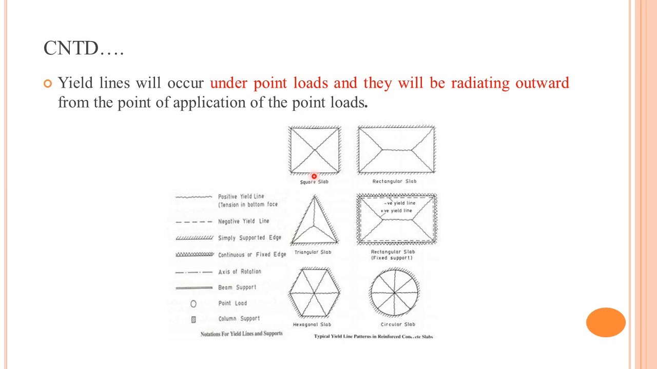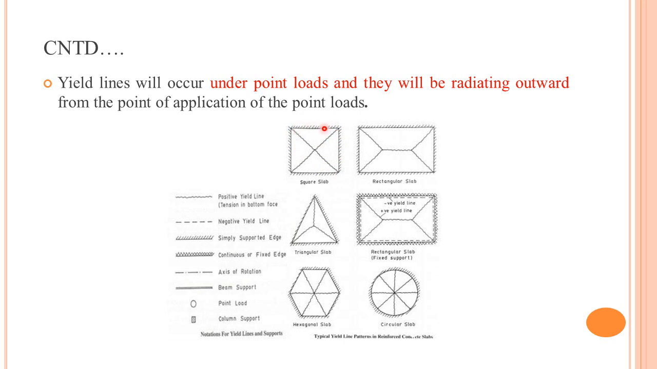Here you can see that for a different geometry we have a different pattern of yield lines. For a square slab, we have this. So what are the guidelines we have seen so far? With the help of those guidelines, we have to draw the yield line patterns for different geometries and different supporting edges. This one is a square slab with simply supported edges.